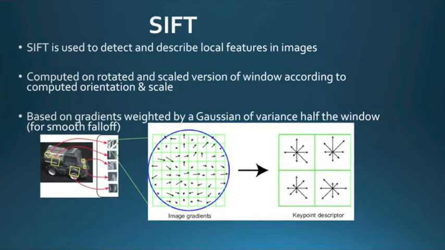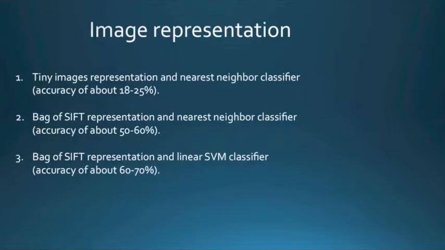SIFT is used to detect and describe local features in images. In the program, for each image, we densely sample many SIFT features, but instead of storing hundreds of descriptors, we simply count how many SIFT descriptors fall into each cluster. In the project, the first method uses tiny image representation, and the second and the third use SIFT representation.